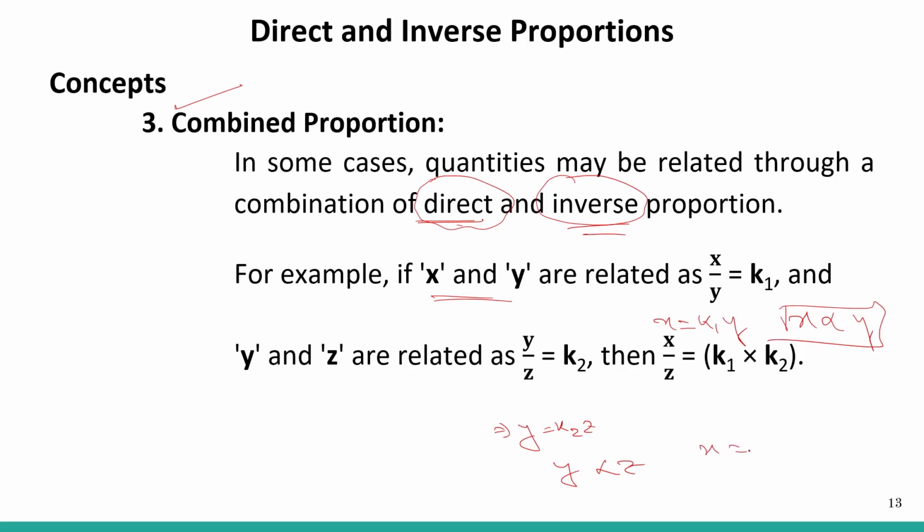So x is equal to some k3, that is equal to k1 into k2 z. So x is actually directly proportional to z. Here, since three kinds of relationships were performed, although all were direct, if one of them had become indirect or inverse, then we would have called this combined proportion. Although this can also be called a combined proportion problem.